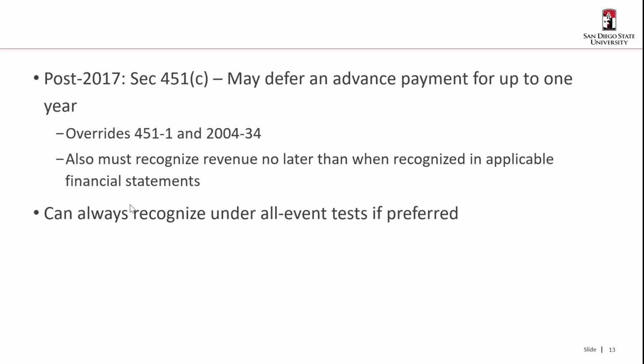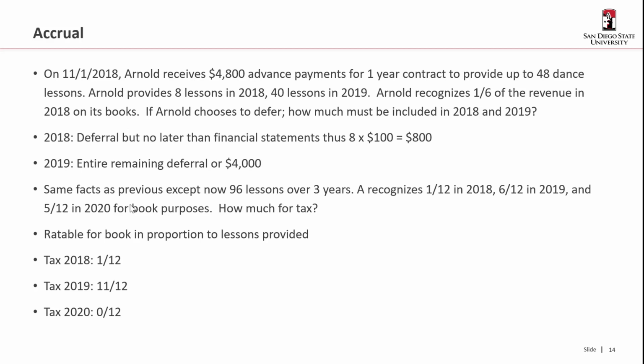Okay, let's do one more example of what this looks like. So here we have an example. In 2018, Arnold receives 4,800 in advance payments for a 1-year contract to provide 48 dance lessons. So think of that as $100 a lesson. Arnold provides 8 lessons in 2018 and then the remaining 40 in 2019. So when you think about it for book purposes, he's going to recognize 1/6 of the revenue, or 8 out of 48.